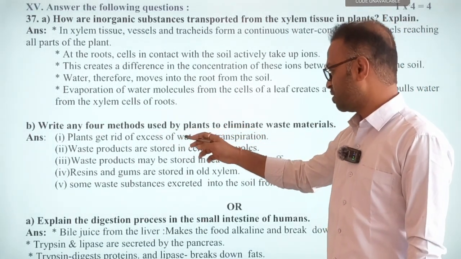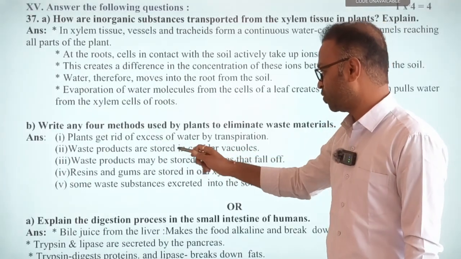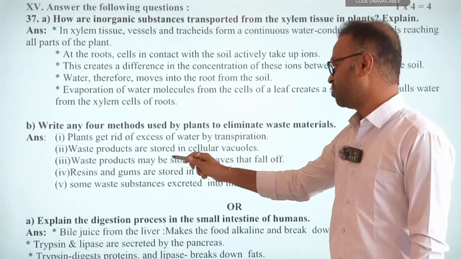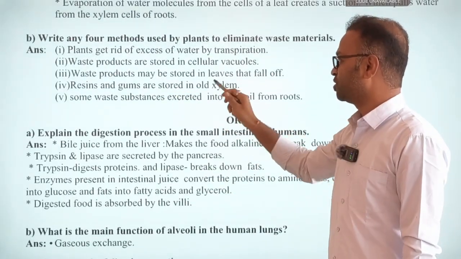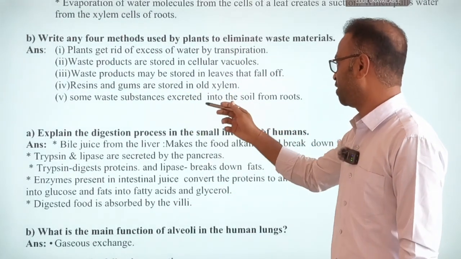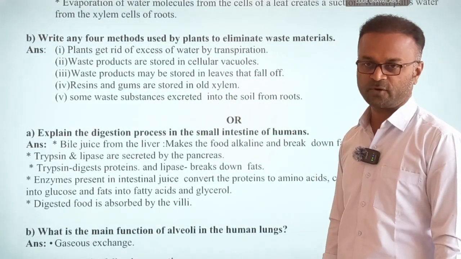Plants get rid of excess water by transpiration. Waste products are stored in the cellular vacuoles. Waste products may be stored in the leaves that fall off. Then resins and gums are stored in the old xylem vessels. Some waste substances are excreted into the soil as chemicals from the root itself.